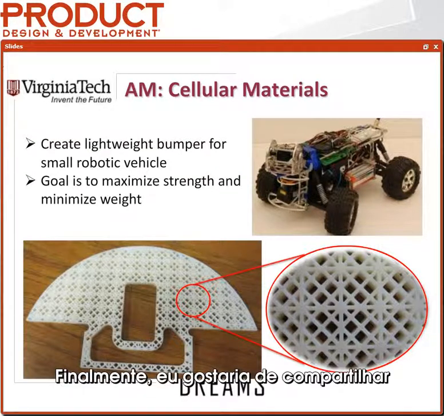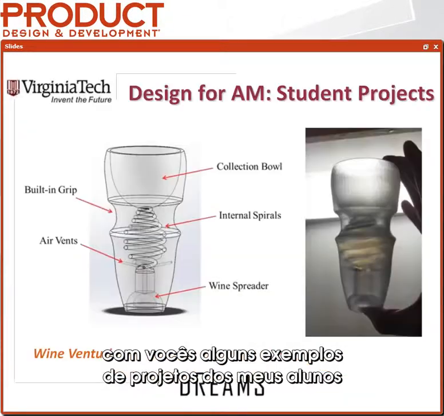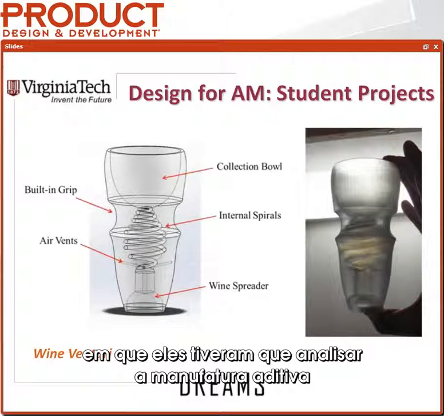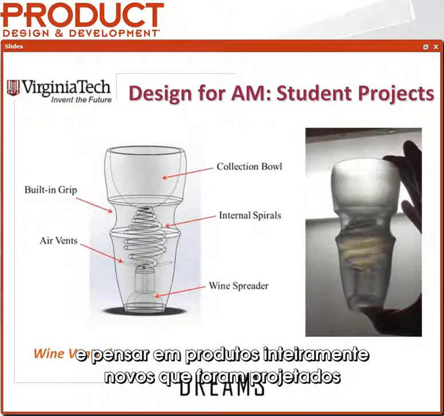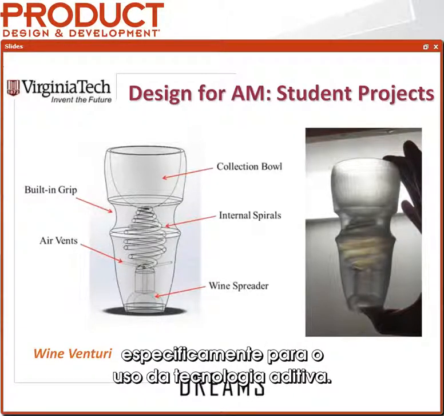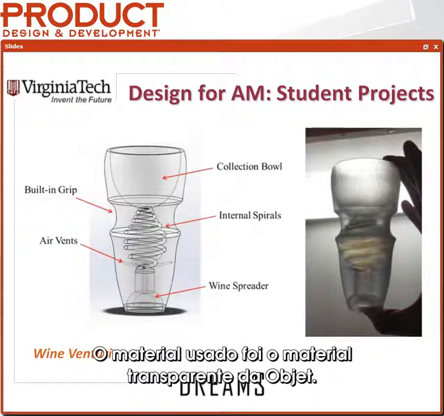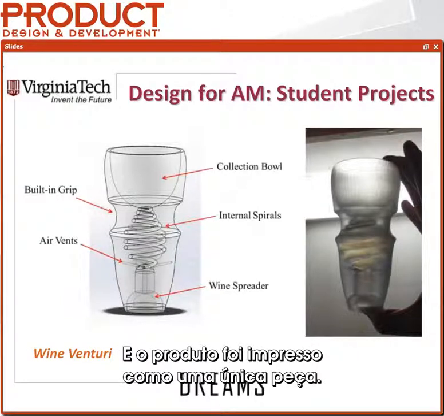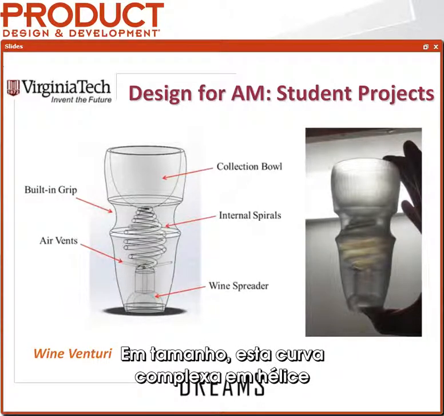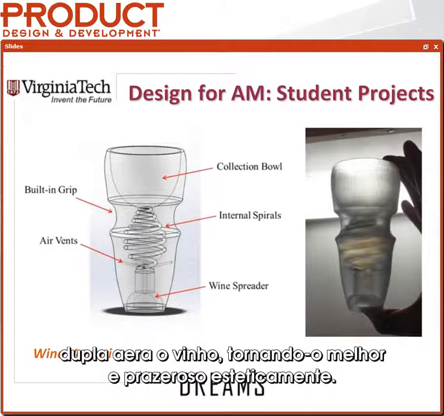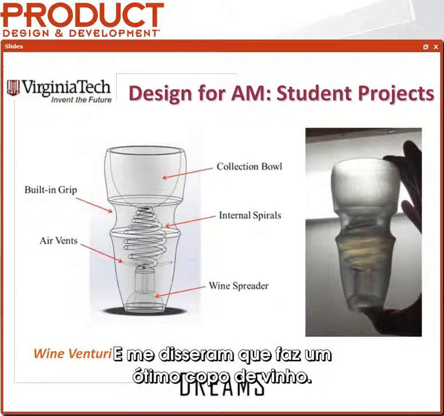Finally, I'd like to share with you some sample projects from my students' class where they had to look at additive manufacturing and think about brand new products that were designed specifically for use of additive. So here's a set of students who designed a wine venturi. This is using the Objet transparent material, and this is printed as one single piece. And inside is this complex double helix curve that aerates the wine, makes it aesthetically pleasing, and gives you a nice glass of wine, I'm told.